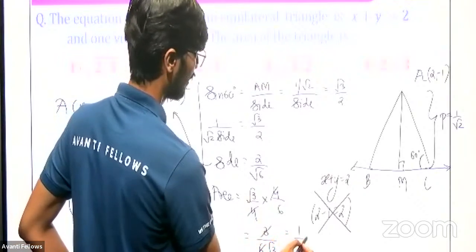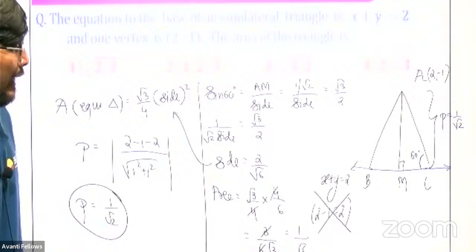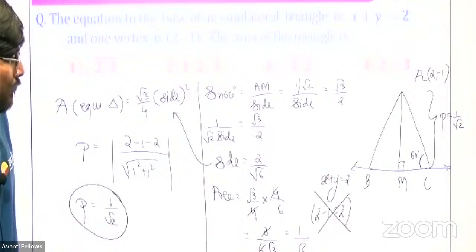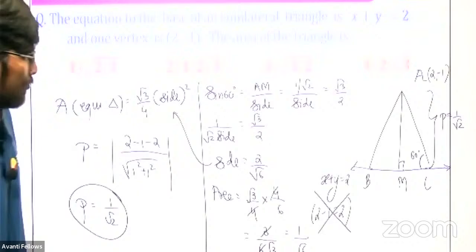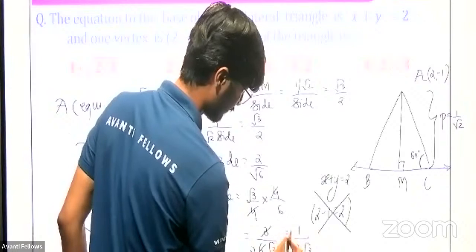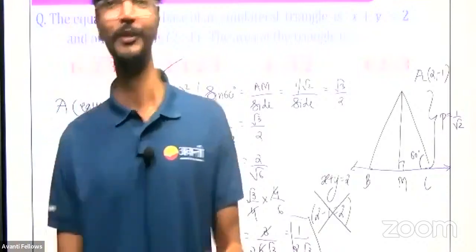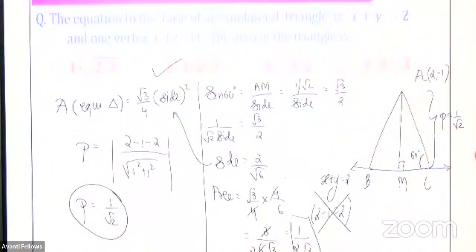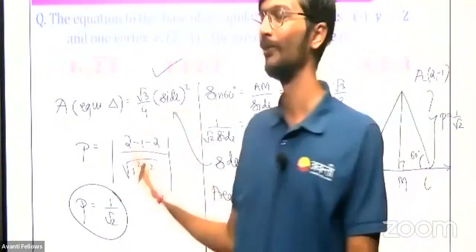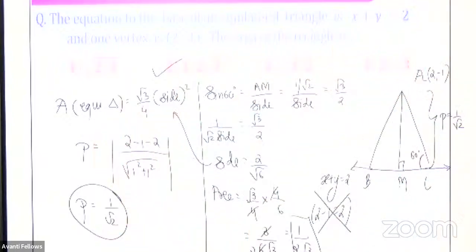That means 1 upon 2 root 3. So yeah, we have it, option number 2. So we got the answer option number 2. Just remember the formula of area of equilateral triangle, which is root 3 by 4 into side square. So yeah, let's see the next question.